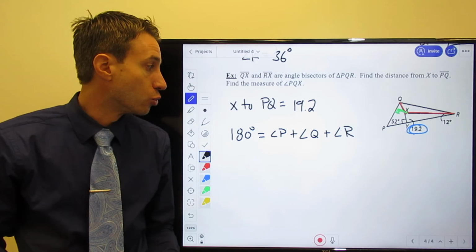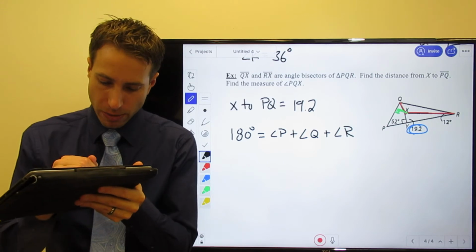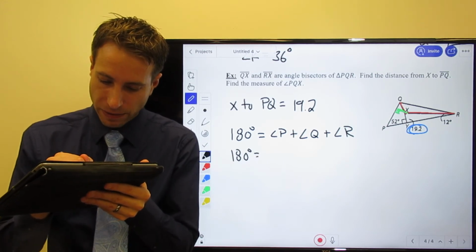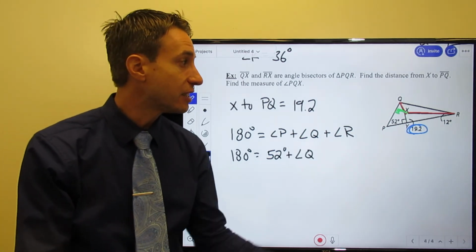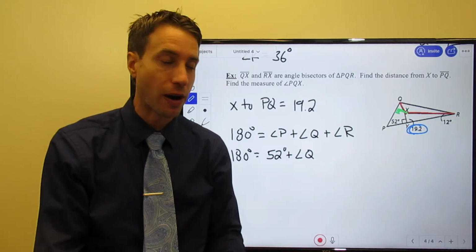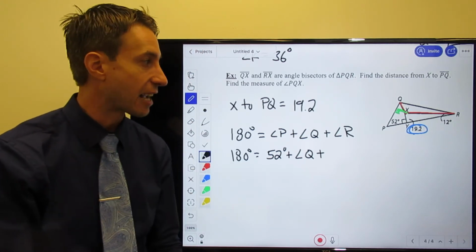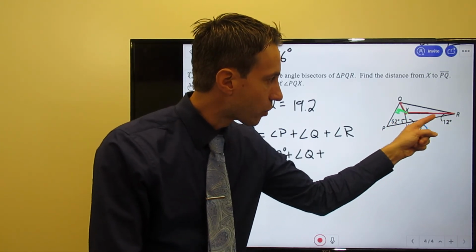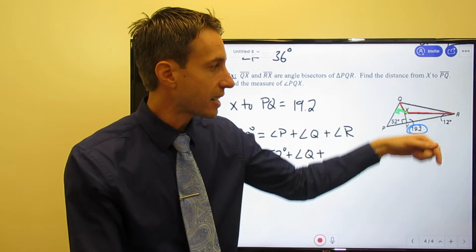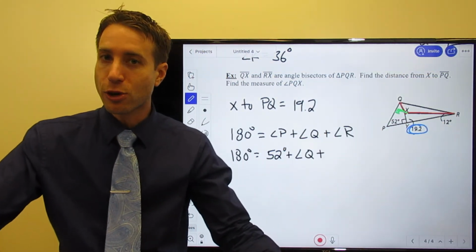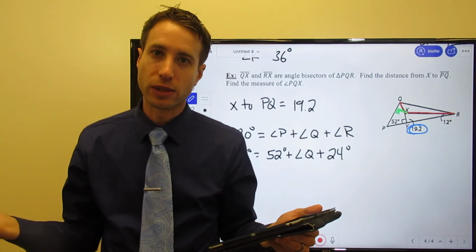Now, what angles do I know? Well, from the diagram, I know that angle P is 52 degrees. So let's go ahead and put that in there. 180 is equal to 52. Angle Q, I definitely don't know angle Q. They don't give me anything there for angle Q. What about angle R? Well, they don't actually give me angle R. They just tell me that little sliver right there is 12. But I know XR is an angle bisector, so the little sliver above it must also be 12. Add the two together, 24. So I know angle R is 24 degrees.